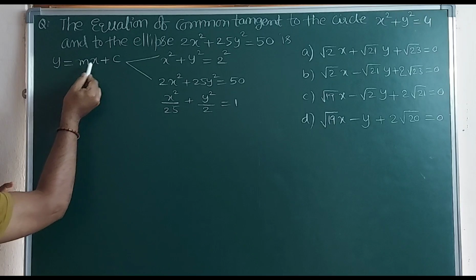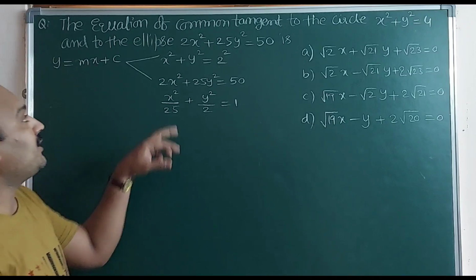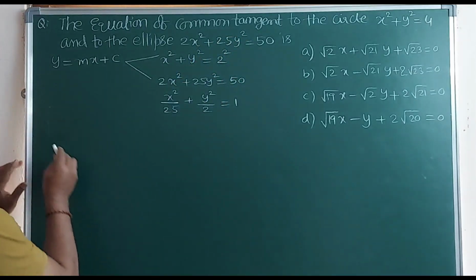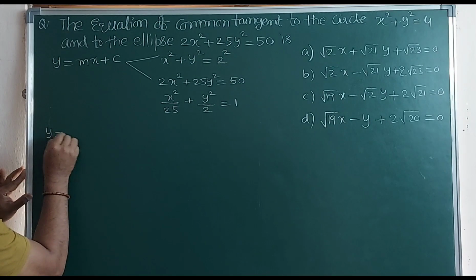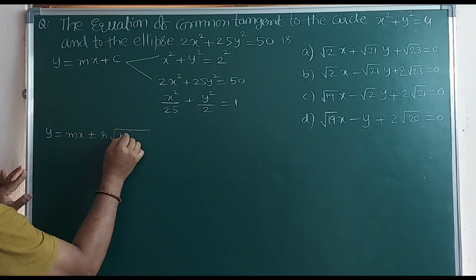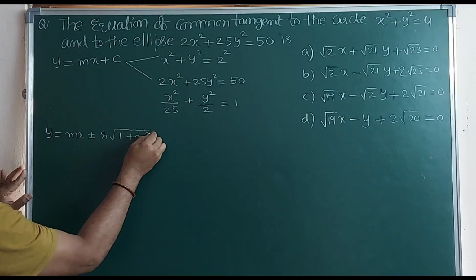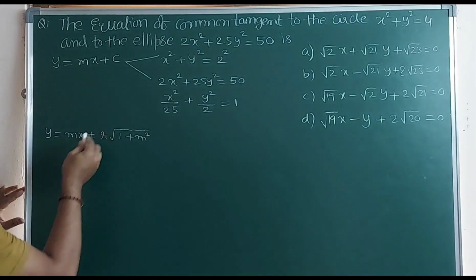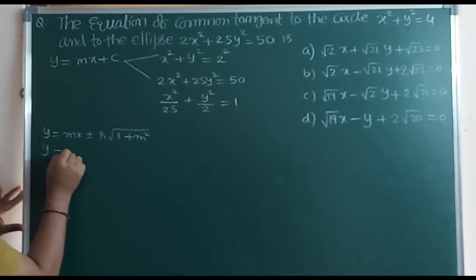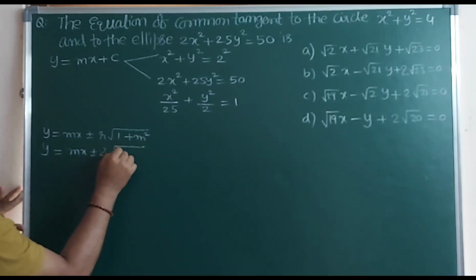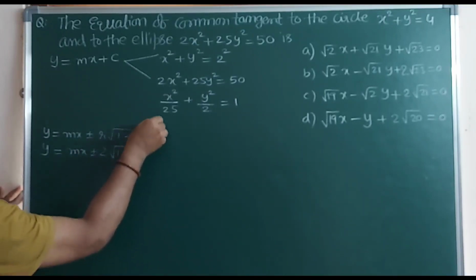Y is equal to mx plus c is to be tangent to the circle x square plus y square equal to r square. The tangent equation is y is equal to mx plus or minus r into root over 1 plus m square. I hope you understand. Comparing with x square plus y square equal to 2 square, r is equal to 2 only. So y is equal to mx plus or minus 2 into root of 1 plus m square.